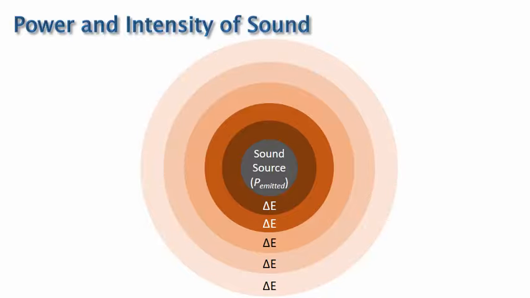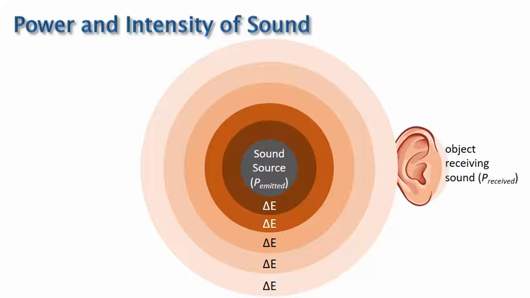Again, the packets of energy emitted by the source are spread out over a larger and larger area, like a red balloon that's being blown up, and the red color becomes less and less intense as the balloon gets larger and larger. Notice if the object receiving this sound power is here, then it only receives a portion of the total power emitted by the source.